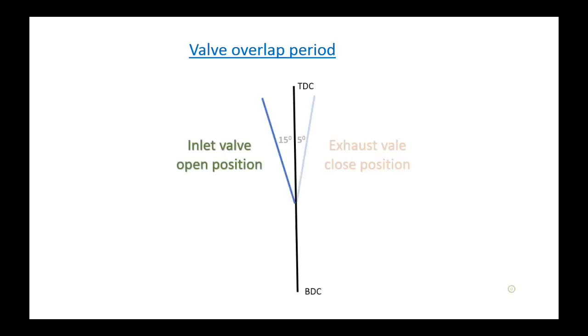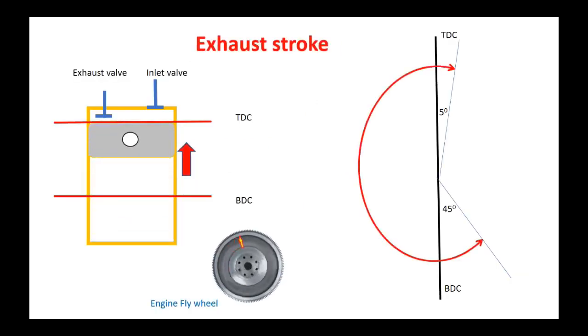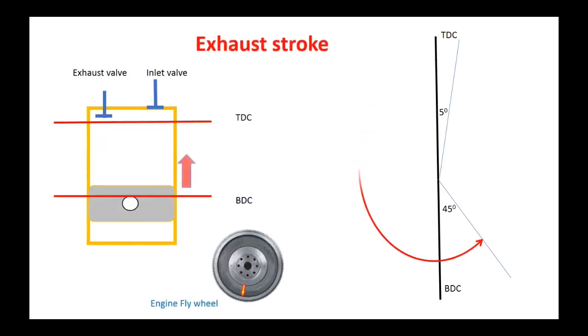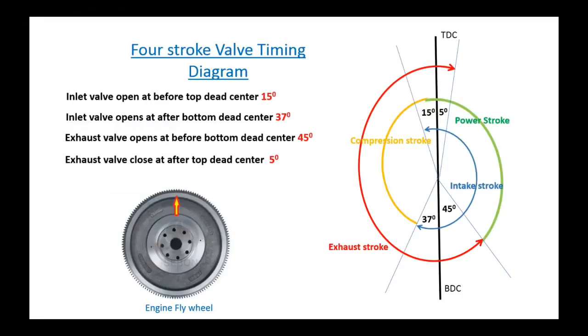This period, when the inlet valve is open and the exhaust valve is not yet closed, is named the valve overlap period. There we can see the exhaust valve opens 230 degrees, which is more than 180 degrees. It's also an artifice in the design to discharge scavenge air from the cylinder bore.